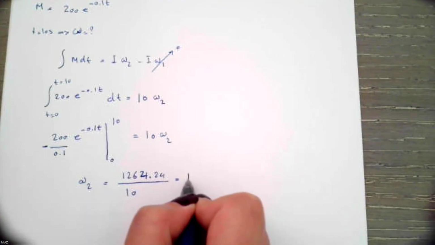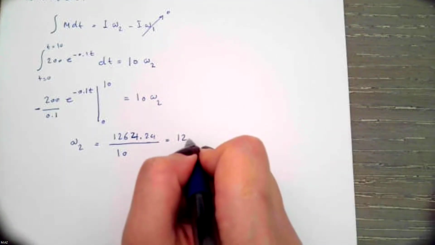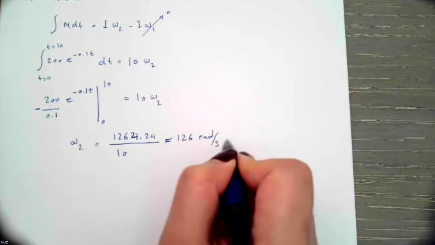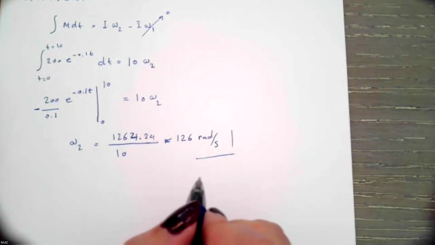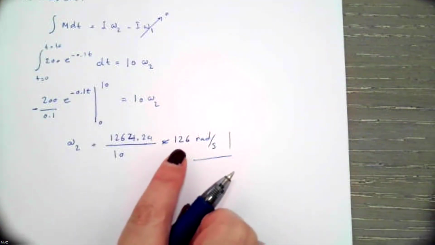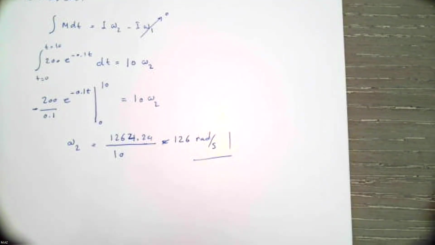1264.24, approximately 126 radian per second. The angular velocity of the flywheel at time 10 seconds is approximately 126 radian per second.